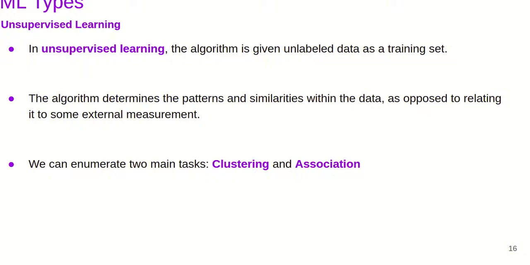Now the second type of machine learning is unsupervised learning. In unsupervised learning, we don't have labels. We work on unlabeled data. The algorithm here tries to discover the patterns and similarities within the data without relying on some external measurement, for instance labels. So we focus on the data and try to discover what's going on inside that data. We can also have two main tasks in unsupervised learning, such as clustering and associations.